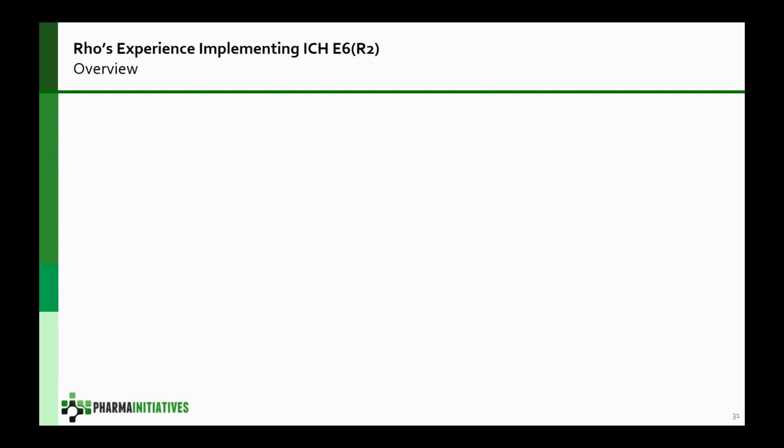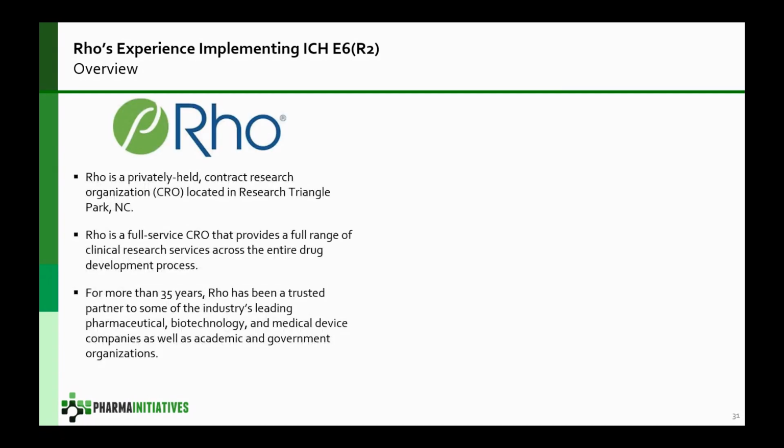Perfect. Thanks, Gary. Sure, so I think what I'll do first is just set the stage a little bit into who Ro is. We are a privately held full-service CRO, which was founded in 1984, and we're based here in Research Triangle Park. And Ro's service offerings span the gamut from pre-IND support and strategy all through the different phases of the clinical development life cycle, including NDA and BLA submissions. So we do it all. And we pride ourselves on a creative and adaptive approach to clinical trial execution.